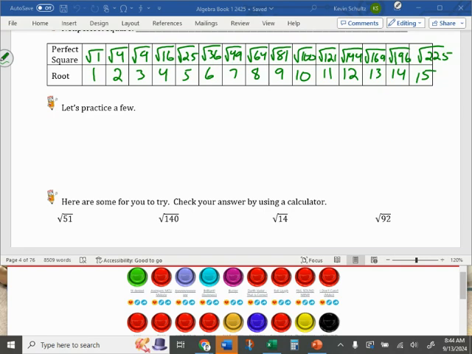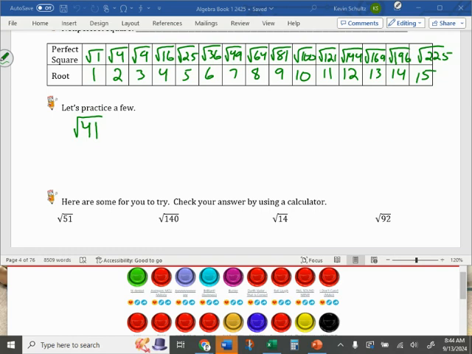Okay? And again, those are the perfect squares. Notice their roots are integers, and we don't skip any numbers from 1 to 15. So here's what we're doing today. Someone give me a non-perfect square that is between 1 and 225. Madden? 41. The root of 41.